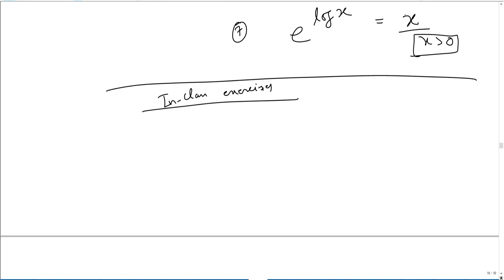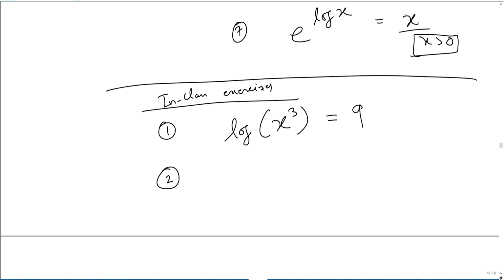Suppose you are given log of x cube equals 9. Solve this equation for x. What would be the value of x if log of x cube equals 9? Let us do some more.